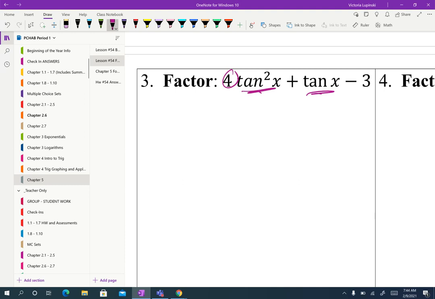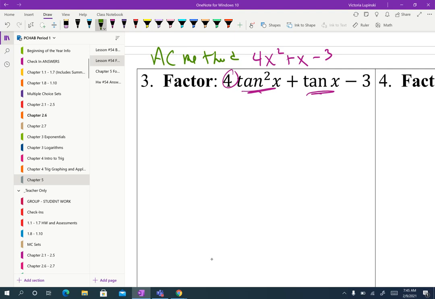And then hopefully the last thing you realize is that this is actually very similar to 4x squared plus x minus 3. So again, this is the idea of being quadratic form, meaning that you're going to factor this tangent expression the same way you would factor a regular quadratic expression, also known as U substitution. Some of you might be able to just factor with no work, but if you do need to show some work, this would be the AC method.